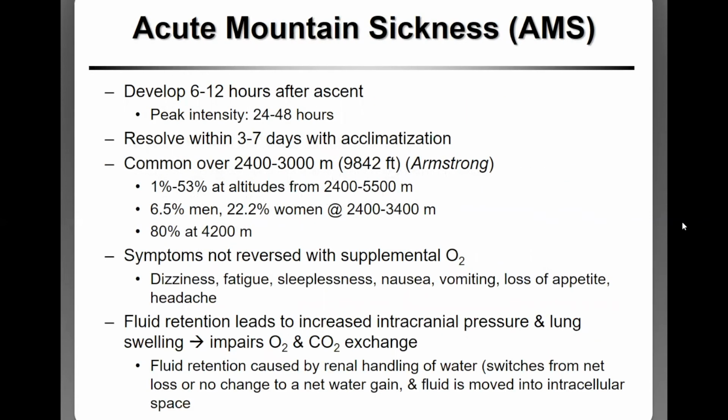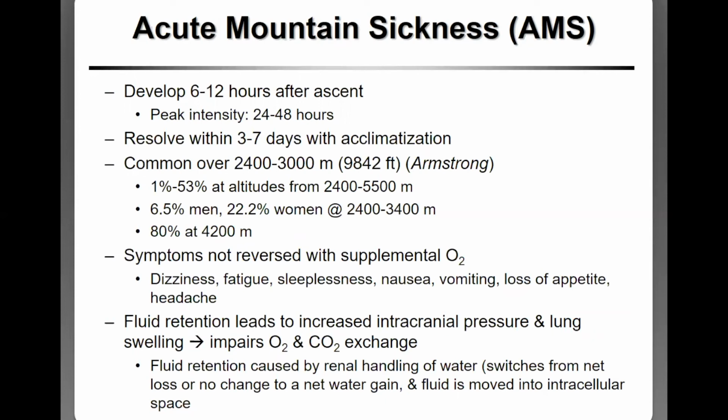So acute mountain sickness develops 6 to 12 hours after ascent. It peaks 2 to 3 days after exposure, and it usually resolves itself within a week with acclimatization. So if the symptoms are not reversed with supplemental oxygen, descent obviously would be the proper treatment. AMS is also associated with fluid retention, which leads to increased intracranial pressure and lung swelling, which is going to impair the O2 and CO2 exchange.